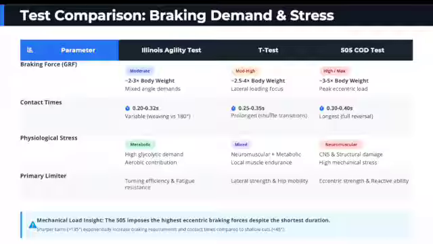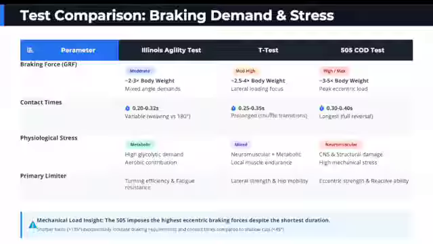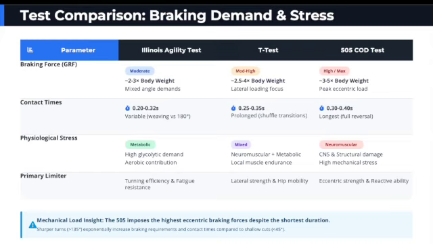Contact times: it's 0.20 to 0.32. It's variable on the Illinois. 0.25 to 0.35, prolonged, and shuffle transition on the T test. And 0.30 to 0.40 is the longest, full reversal on the 505 change of direction test.